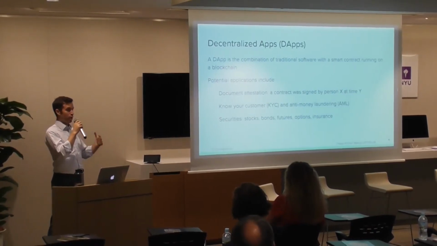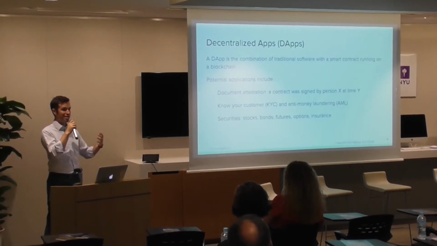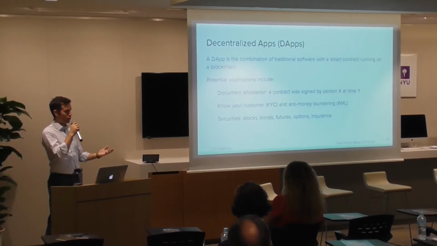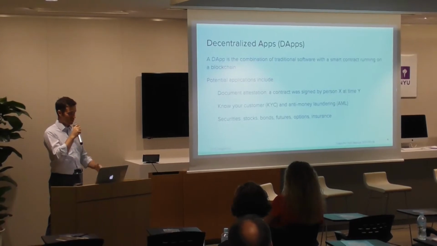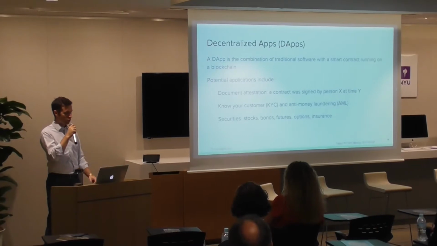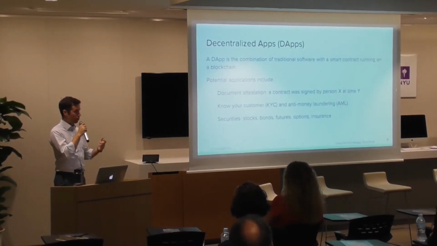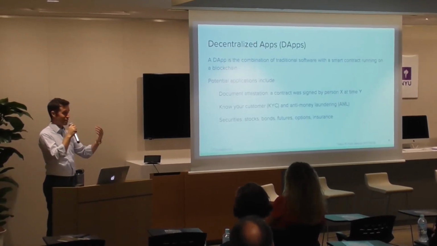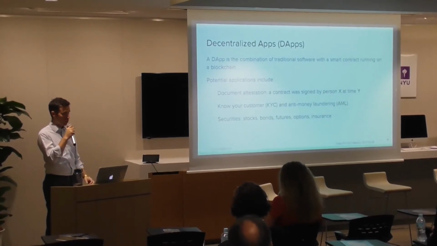If we take one step up from the smart contract, we have the concept of a DApp, or decentralized app. You may have heard this as well. Essentially, it's the combination of a traditional piece of software and a smart contract. Typically, it's a web application combined with a smart contract running on the blockchain. And this is where things start to get really interesting with Ethereum, because we can do things like document or asset attestation. So this digital asset existed at a given point in time, or this contract was signed at a given point in time by a given person.